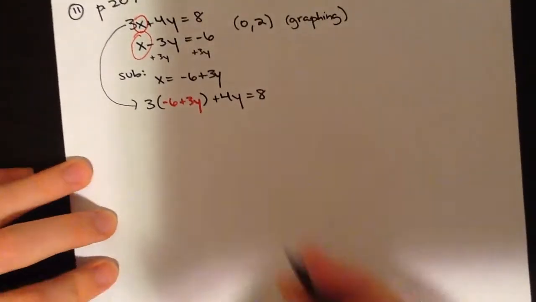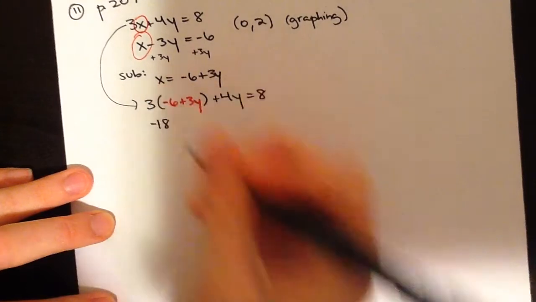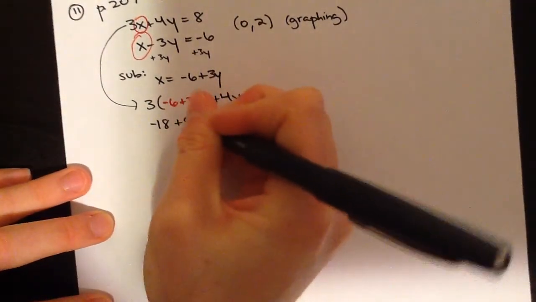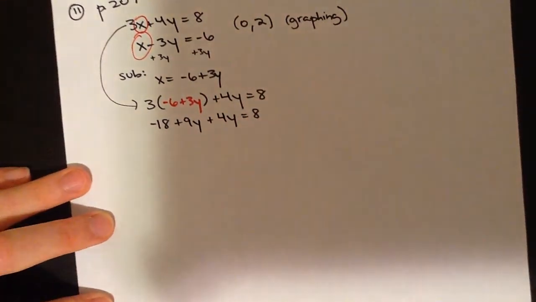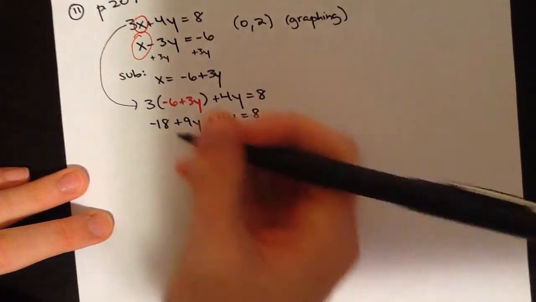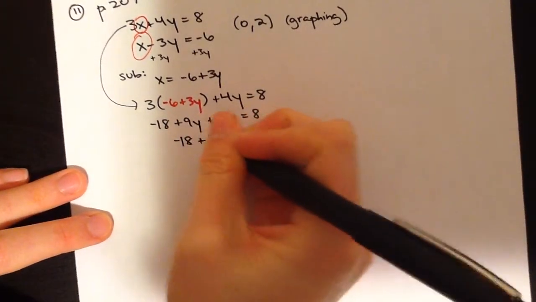Okay, so now we simplify up. So distribute 3. I have a negative 18 plus 9y plus 4y equals 8. Next thing on the left-hand side is I want to combine up like terms. So I have a 9y and a 4y that I could combine up to give me 13y.